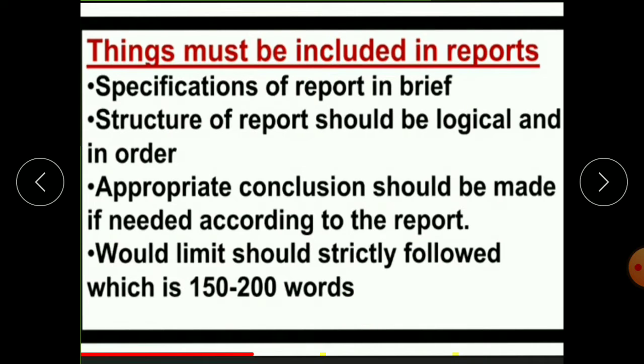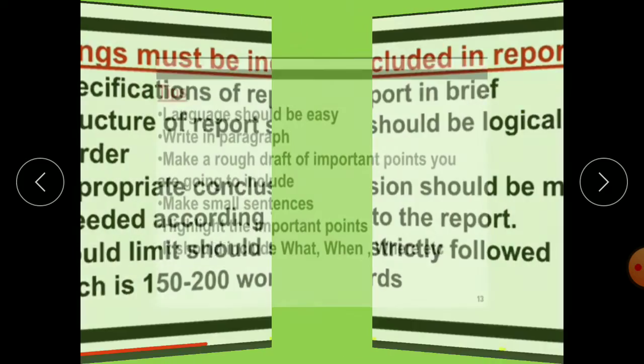I want to tell you one thing here. If the report writing carries 10 marks, right, then you have to write 150 to 200 words. But if it carries 8 marks, then you have to write within 100 to 150 words. For now, let's move towards the next slide.